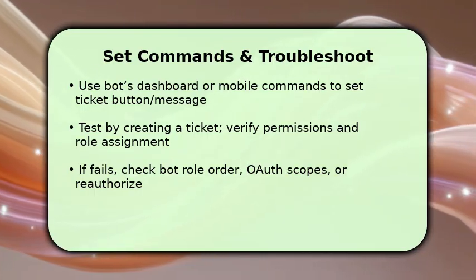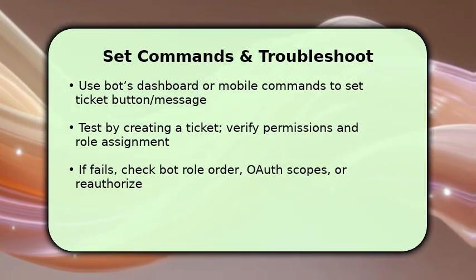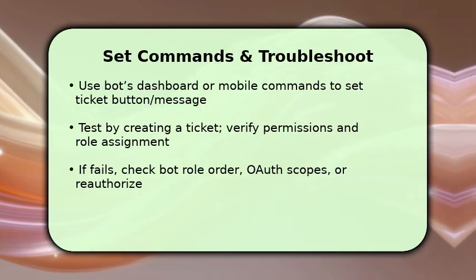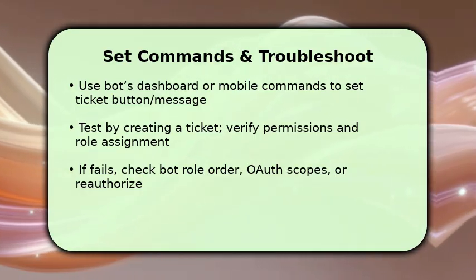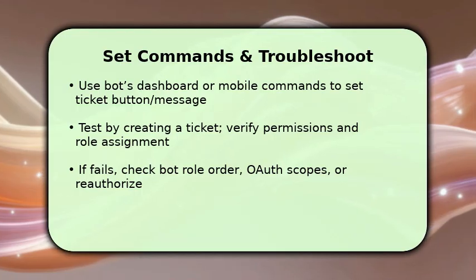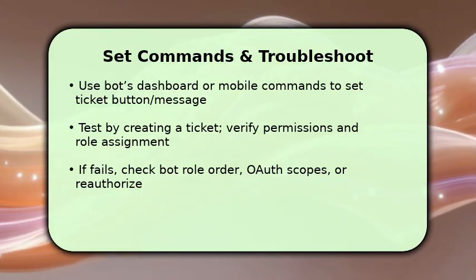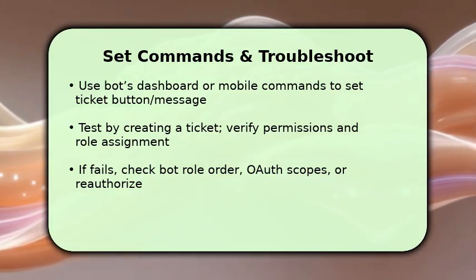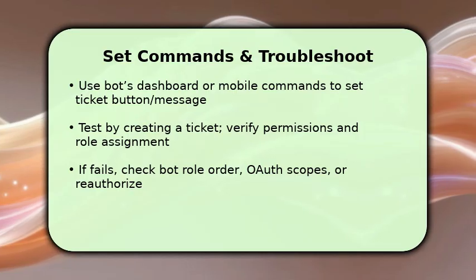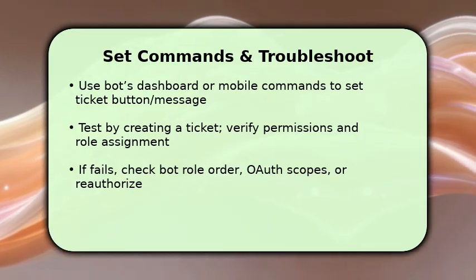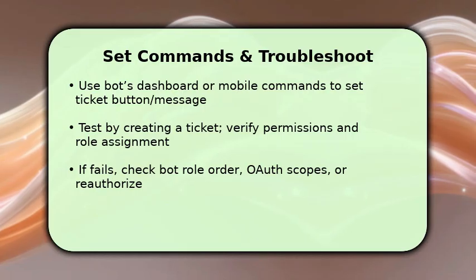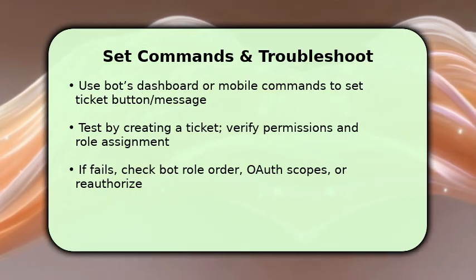Test immediately. Tap the button to create a ticket, confirm the new channel appears, and that ticket role members can see it. If something goes wrong, recheck bot role order, OAuth scopes, bot applications, commands, and permission overrides, and reauthorize the bot if needed. Finally, restart the bot or contact its support for persistent issues to resolve configuration bugs.